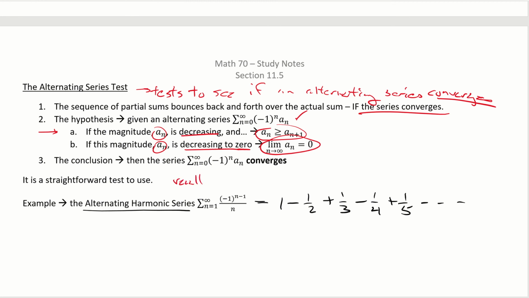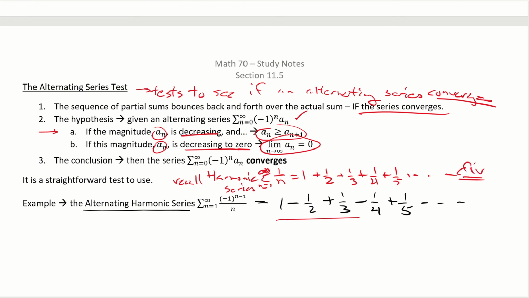Let me put it back here. Recall the harmonic series, all right? That was the series from n equals 0 to infinity, I think, or is it 1 to infinity? Doesn't matter. We'll just go 1 to infinity, and it's 1 over n. So it equals 1 plus a half, plus a third, plus a fourth, plus a fifth, etc. And it diverges. So the question is, what if it alternates in sign? What does that look like?